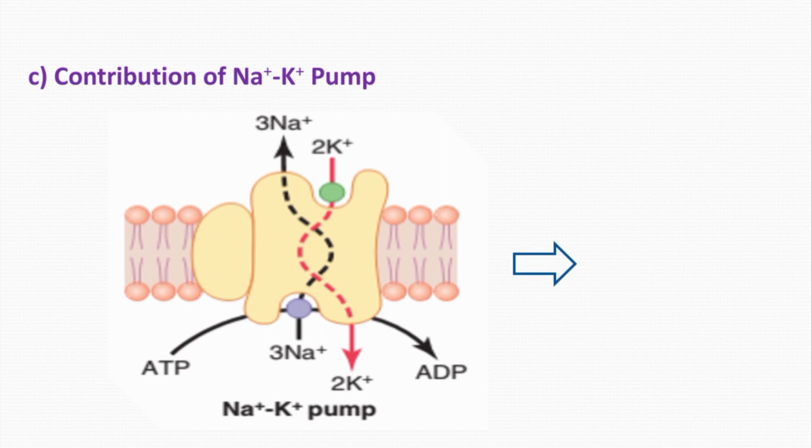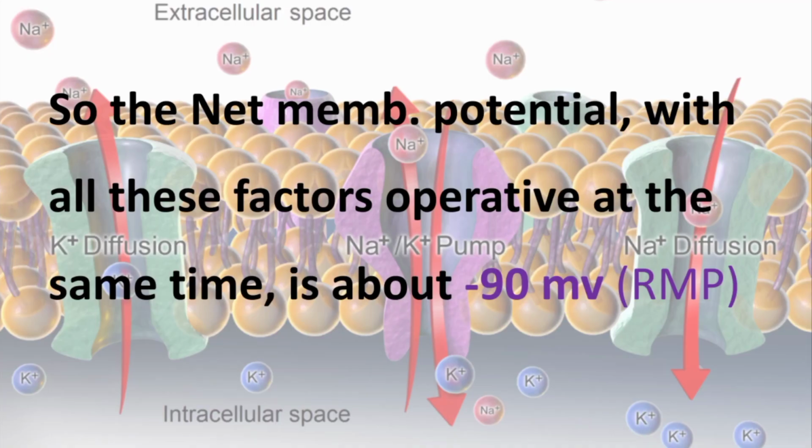So this contributes an additional minus 4 millivolts. Now minus 86 which comes from the sodium and potassium ions, and minus 4 millivolts which comes from the activity of the sodium potassium pump, makes minus 90 millivolts. So we can say that the net membrane potential, or the resting membrane potential, with all these factors operative at the same time is about minus 90 millivolts.